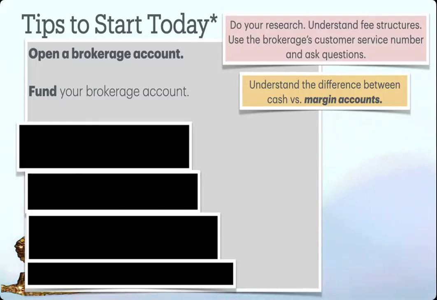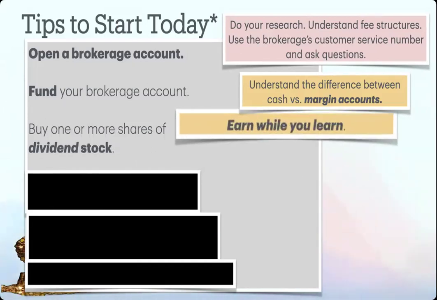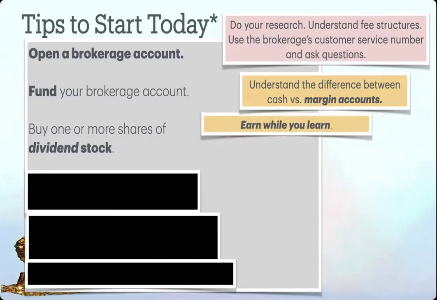Next, dividend stocks. After you fund the brokerage account, buy one or more shares of dividend stocks. What is a dividend? It is a sum of money paid regularly, typically quarterly, by a company to its shareholders out of its profits or reserves. When you buy a stock that pays dividends, you can earn while you learn.